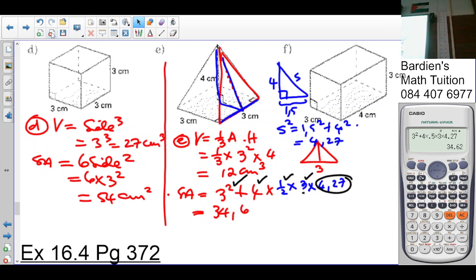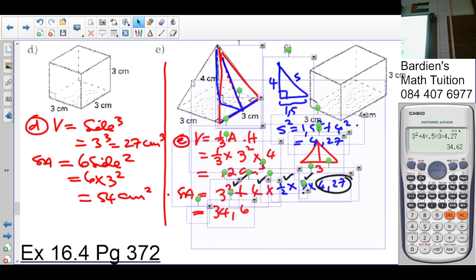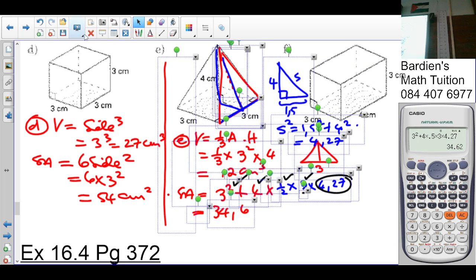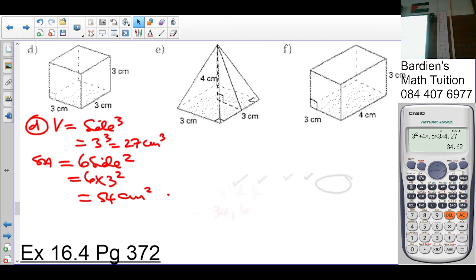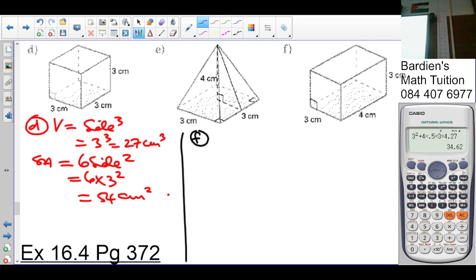Okay? People, let's look at the next one. Is this answer the same as what you have in the book? Oh, they got 34,8. Okay? Let's look at the next shape. Shape F. What type of shape is this? It's a right angle rectangular prism.